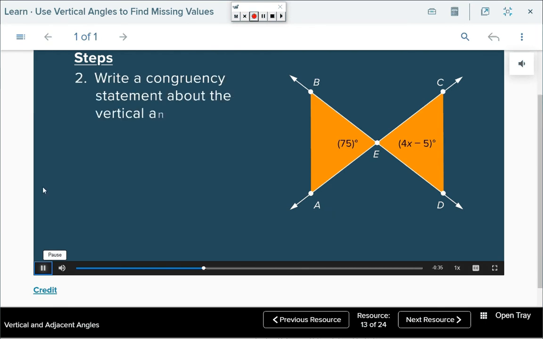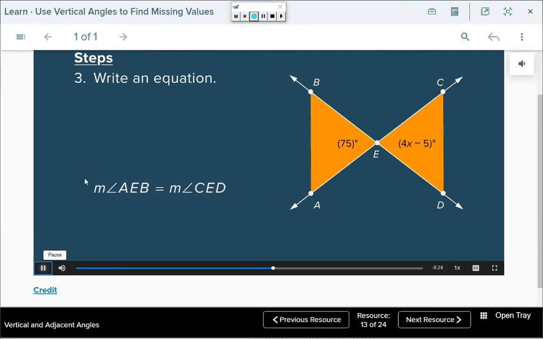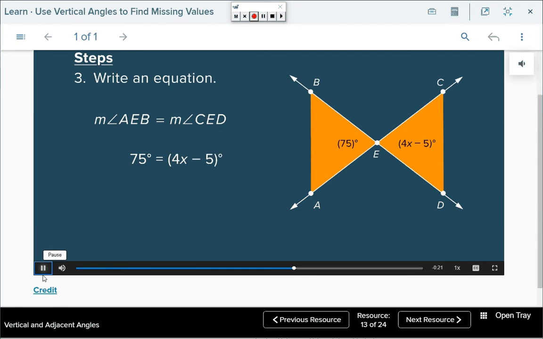Write a congruency statement about the vertical angles. Vertical angles are always congruent. This means they have the same measure. Write an equation by substituting for each angle measure. So this would be our equation. Now, these parentheses, we can't really do anything with those. Why? Because we don't know what x is. Once we find out what x is, whatever this is going to equal what? 75. So we can treat this like an equation and solve for x so that we can figure out that these should both equal 75. Okay, does that make sense?